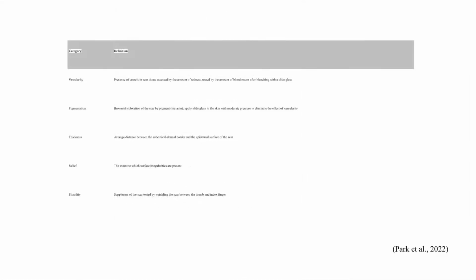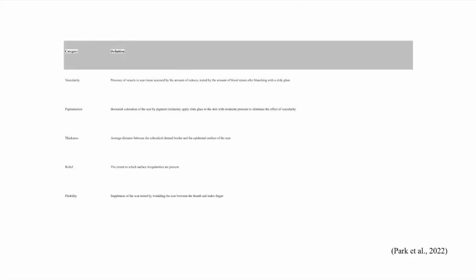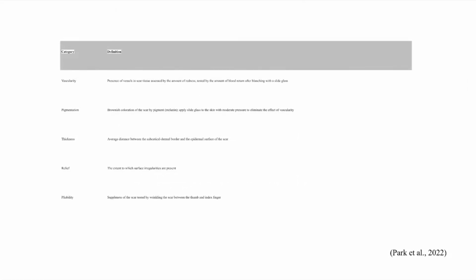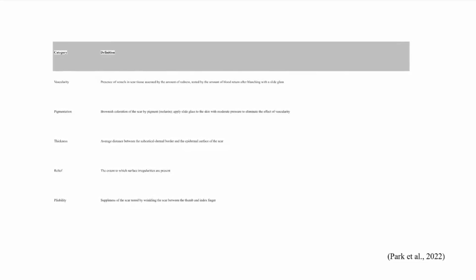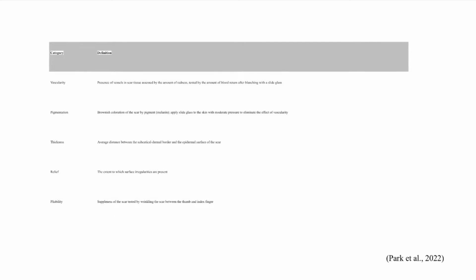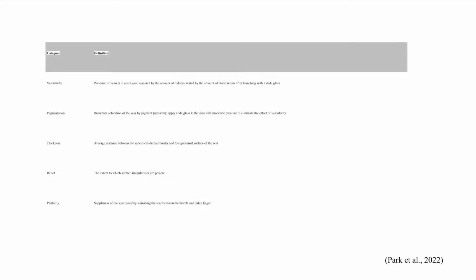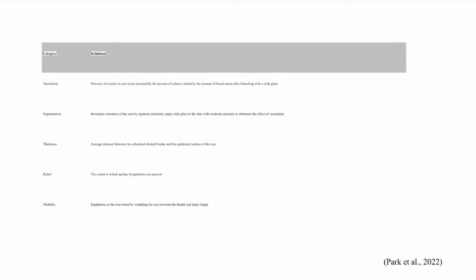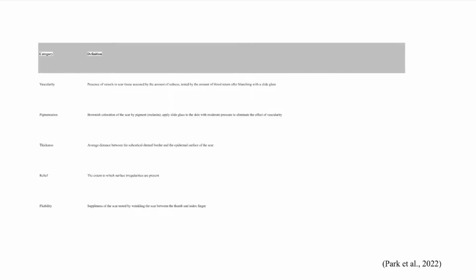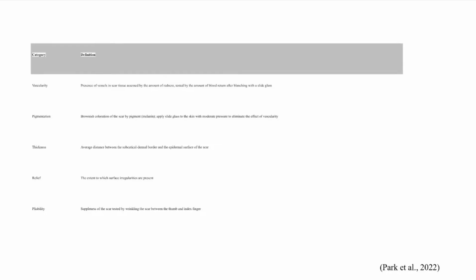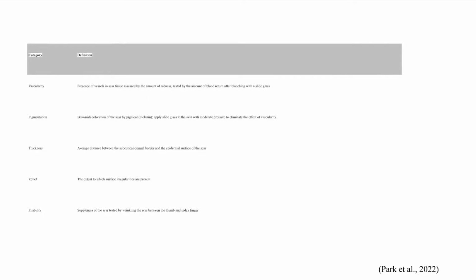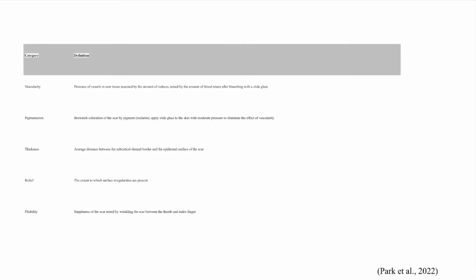On this next slide, I've included the definitions for the 5 categories of the observer portion of the Patient and Observer Scar Assessment Scale. It's important to note that for both vascularity and pigmentation portions, there is a slide glass that is used. The slide glass is applied for blanching to determine the amount of blood that returns for vascularity, and for pigmentation, there is moderate pressure applied to determine the coloring and pigmentation of the skin.